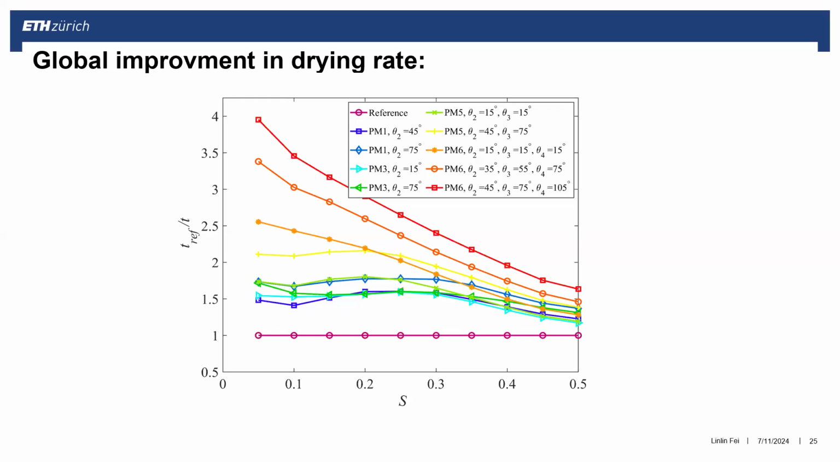So as you can see, to reach a smaller and smaller saturation, this acceleration is more and more significant. And for example, if we want to evaporate 95% of the liquid in the porous medium, actually we can obtain a 4 times acceleration or speed up.